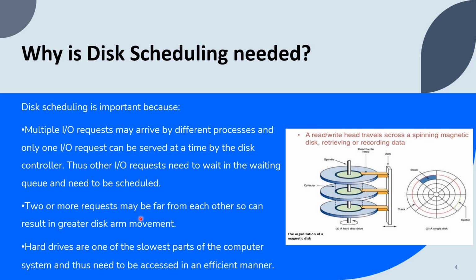Two or more requests may be far from each other, which can result in greater arm movement. For example, let's consider currently the read-write head is here and it has to move to here. So we have to schedule the disk for it. Hard drives are one of the slowest parts of the computer system and thus need to be accessed in an efficient manner.